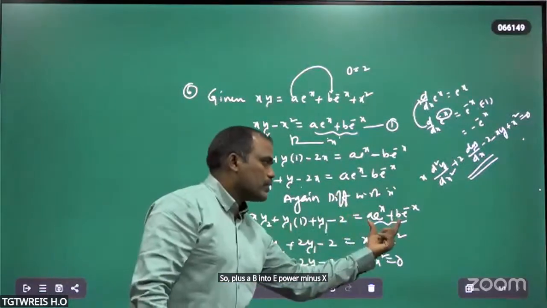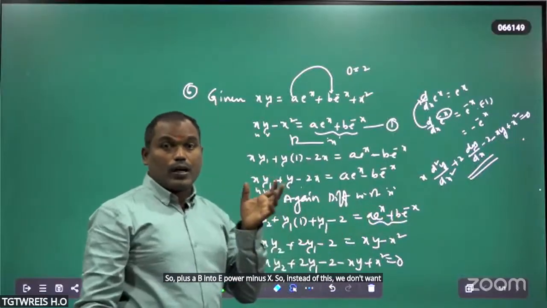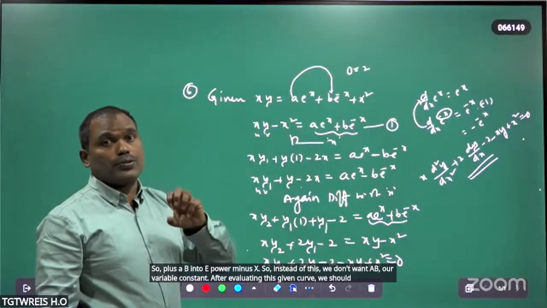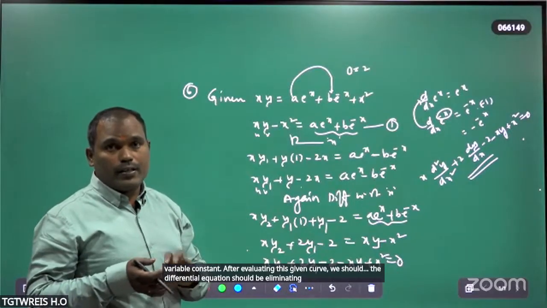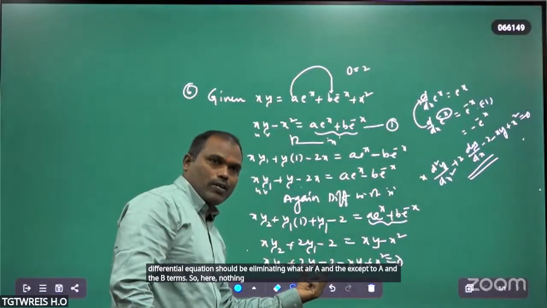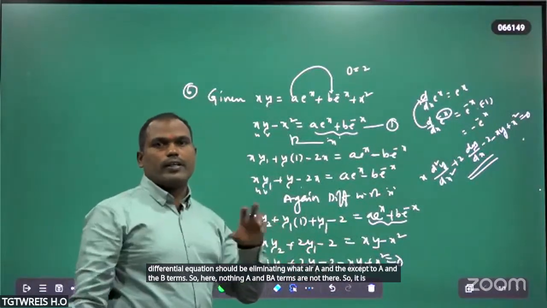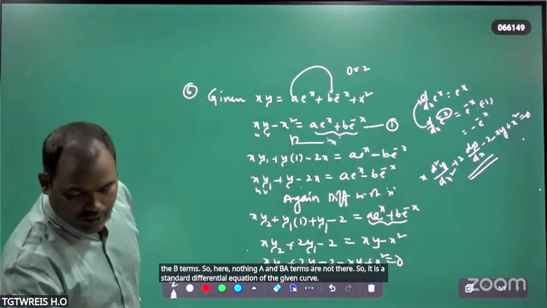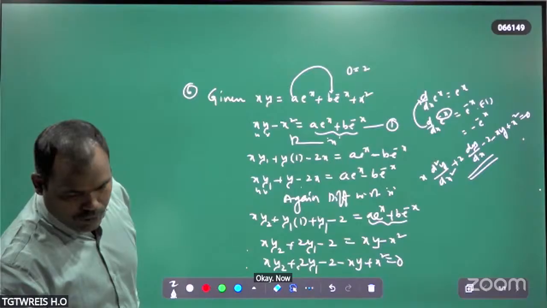So instead of this, we don't want the arbitrary constants A and B. After differentiating the given curve, the differential equation should eliminate A and B, so except for A and B terms. Here A and B terms are not there. So it is a standard differential equation of the given curve. Okay. Now coming to one more question.